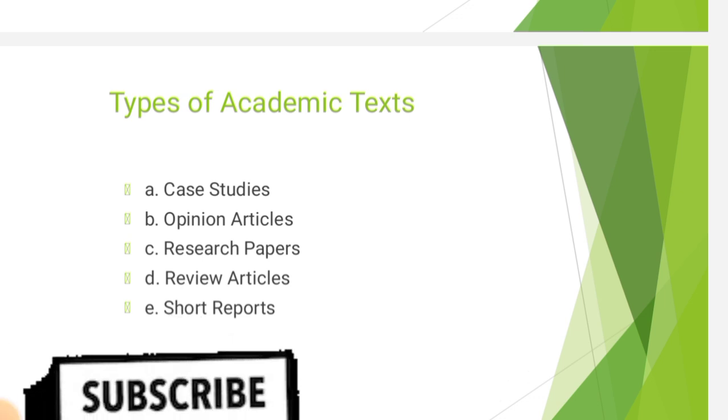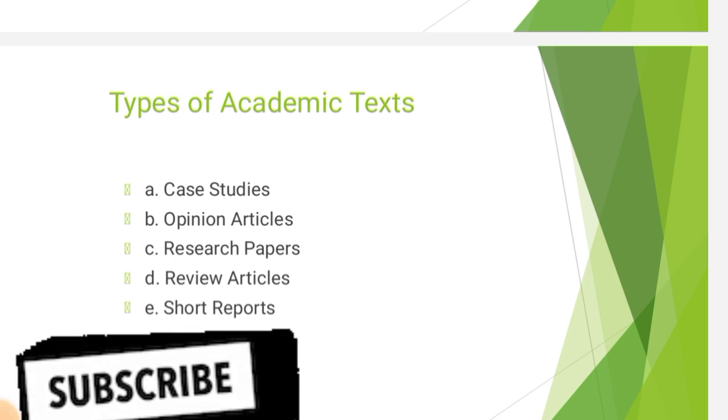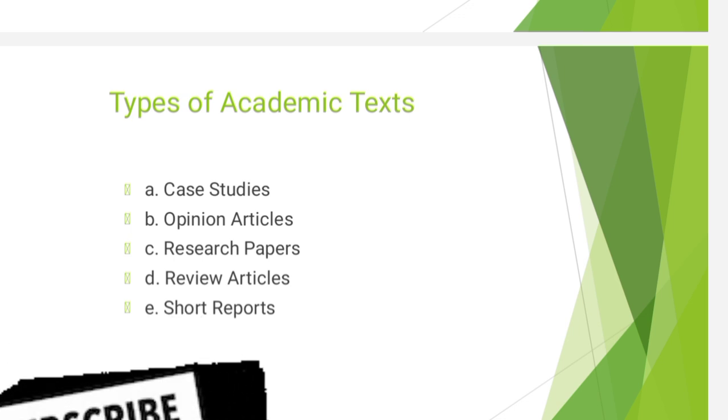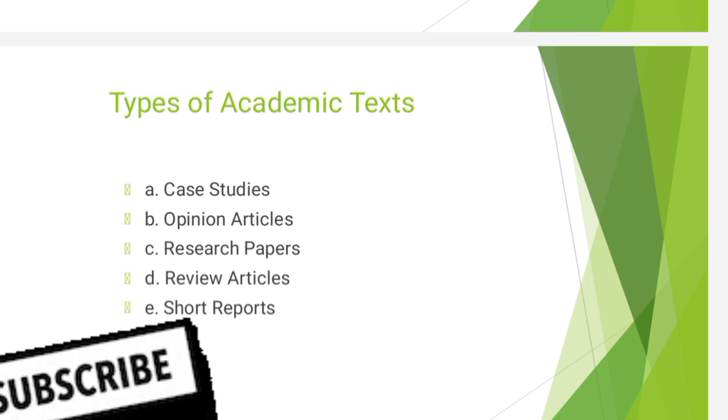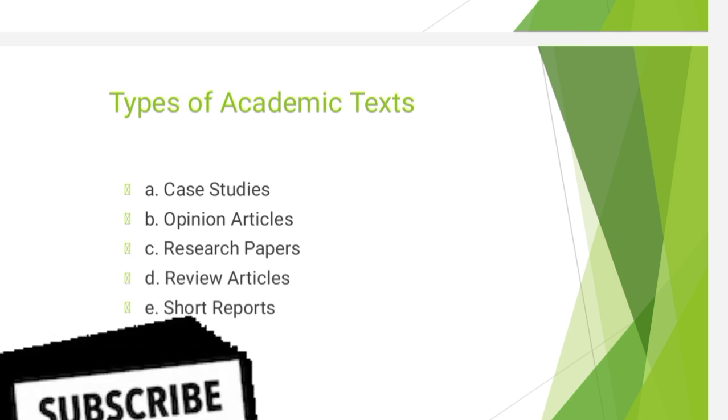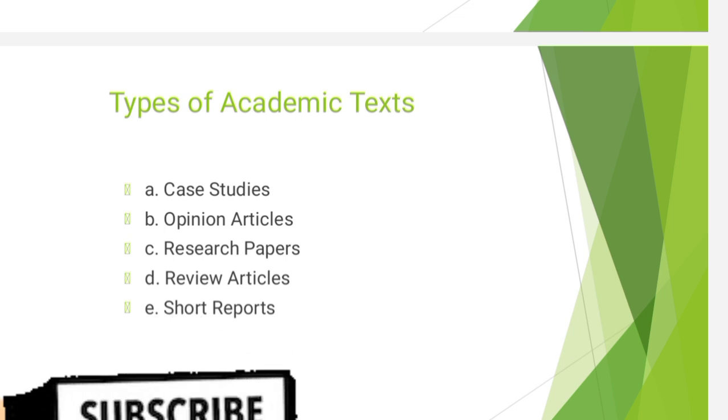So, here, what are the different types of academic text? Academic texts come in various forms, each with a distinct purpose and structure. Understanding these types helps in effectively analyzing and utilizing them.